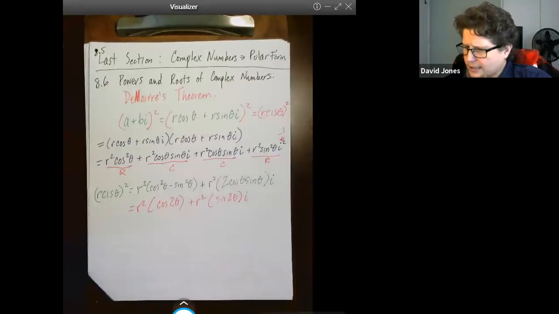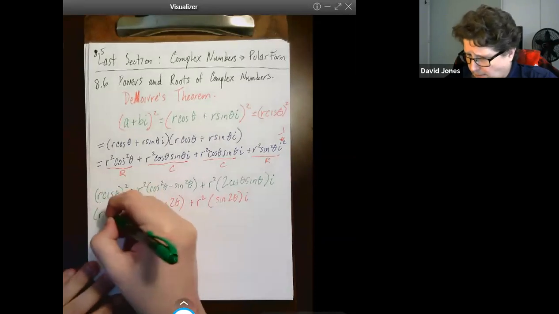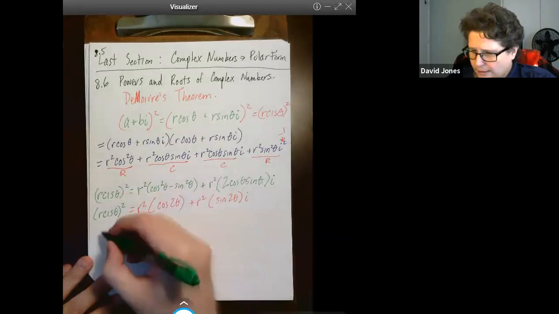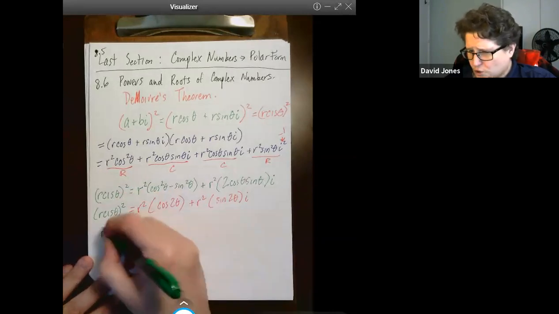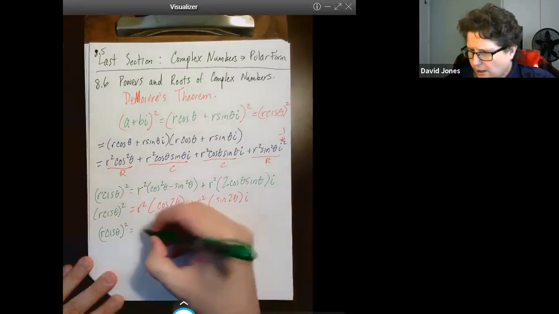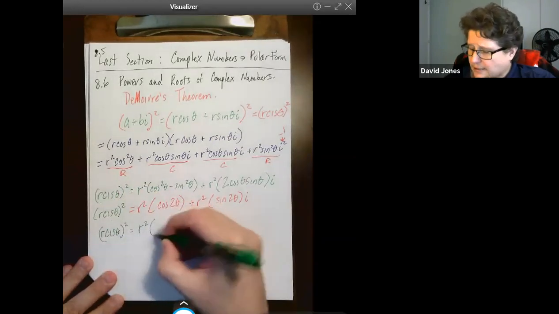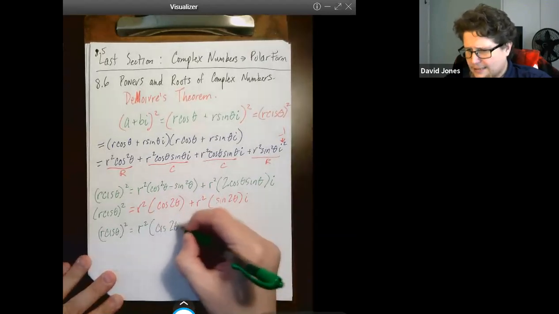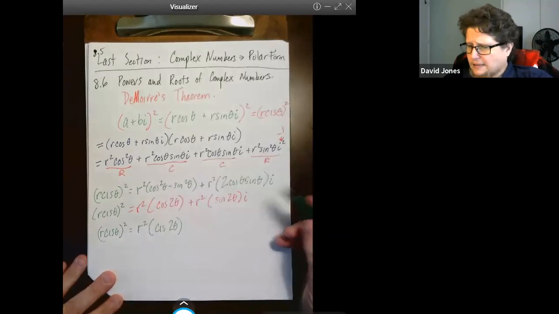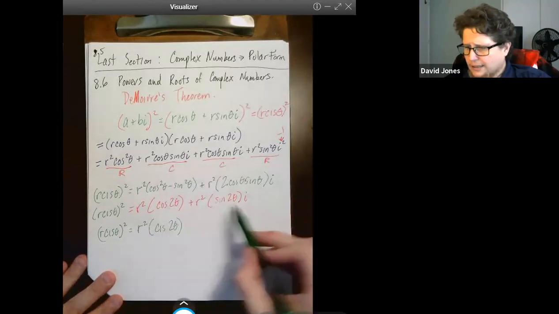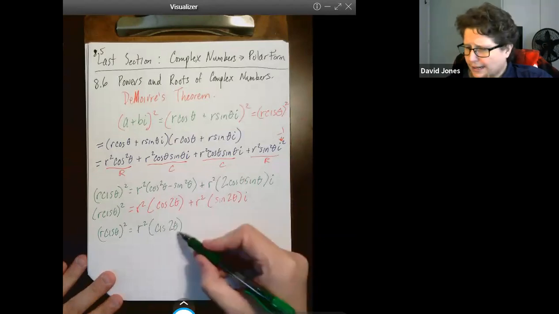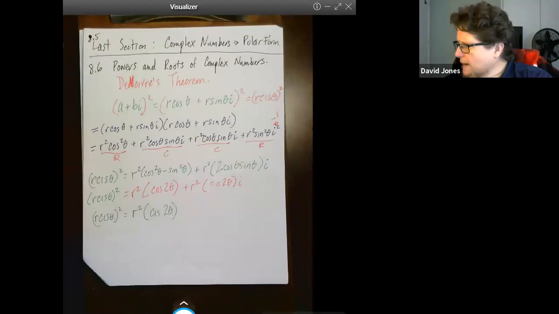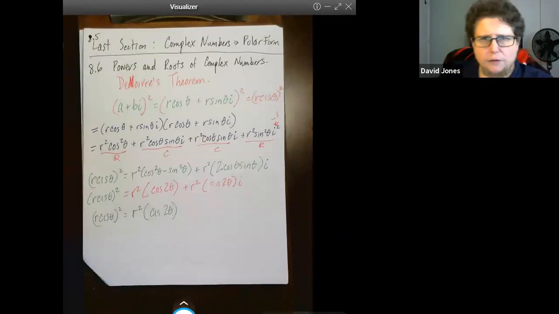So this was my r cis theta squared. And I can write this in a similar form. I've got r cis theta squared equals r squared cis of 2 theta. Do you guys see that? They both have the same angle inside, it's 2 theta. So we can put it together like this. Well, it may not be clear yet. Let's do one more.